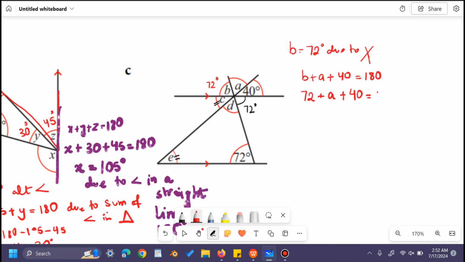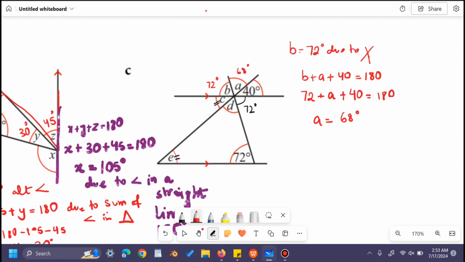And now we are going to find out what its answer is. 72 plus a plus 40 is equal to 180. That means 180 minus 40 minus 72. This will give us 68 degrees, right? We were able to find a because of angles in a straight line. After that, we have found this one, b. We just need to find c, d and e.